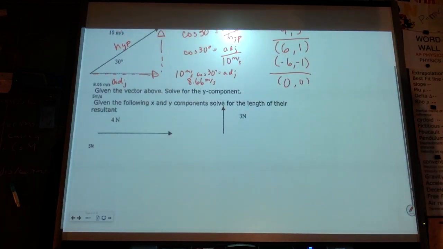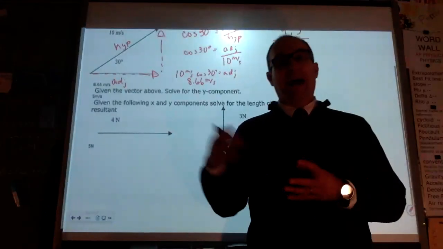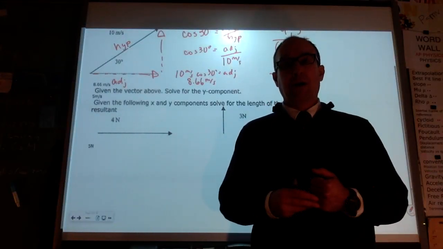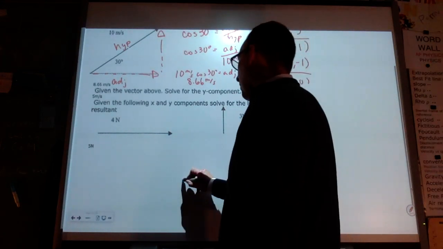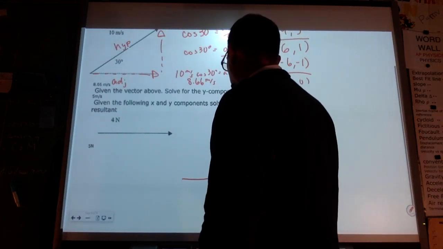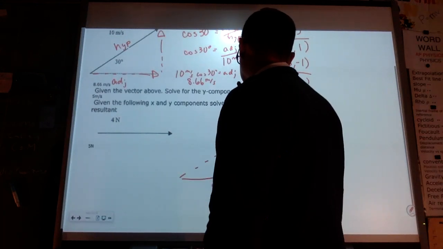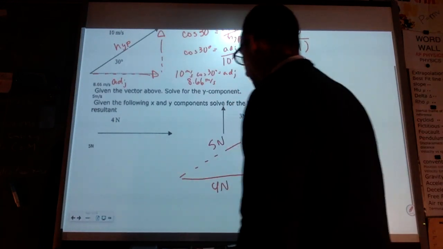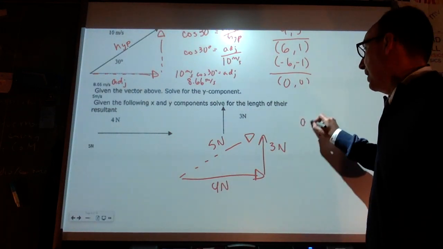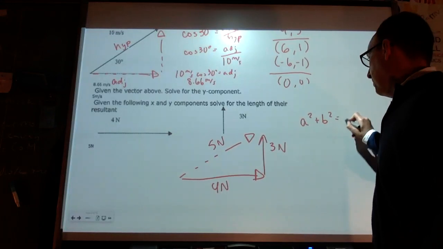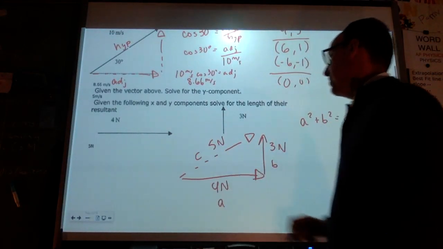All right, given the following x and y components, solve for the length of the resultant. So if we have the x and the y components, we can find out how long the magnitude of our resultant is by using the Pythagorean theorem. So this is 4. This is 3. This is going to be equal to 5. So it's a 3, 4, 5 triangle. We know that a squared plus b squared is equal to c squared, where this would be a, this would be b, this would be c.